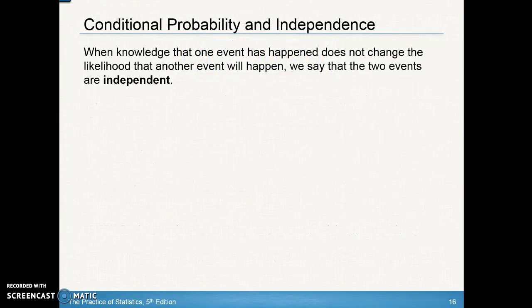Okay, so we briefly talked about in the last slide that when we multiply two events, we have to use the conditional probability, but sometimes we don't have to, and that is when the events are independent. When the knowledge that one event has happened does not change the likelihood that the other event will happen, we say that these two events are independent. For example, what's the probability that it's Sunday and that it rains? Well, the probability of it being Sunday is not going to affect whether or not it's going to rain, and the probability that it's going to rain is not going to be determined by the day of the week. So those two events are independent.